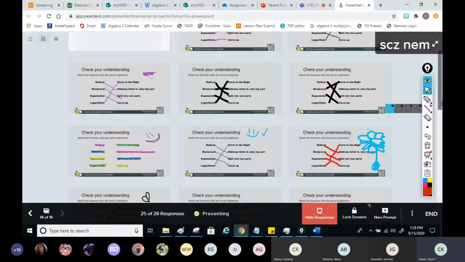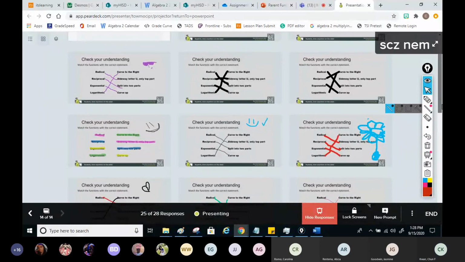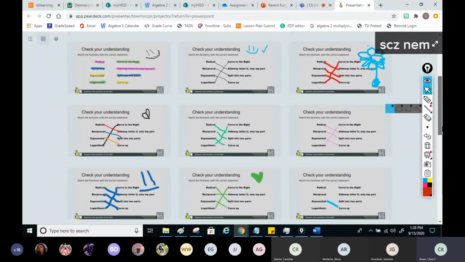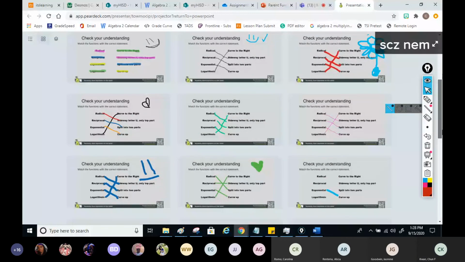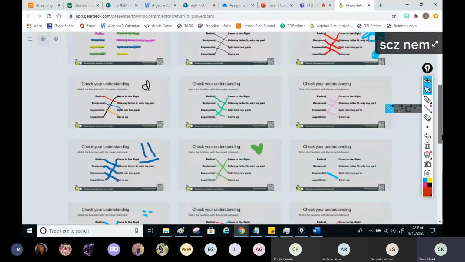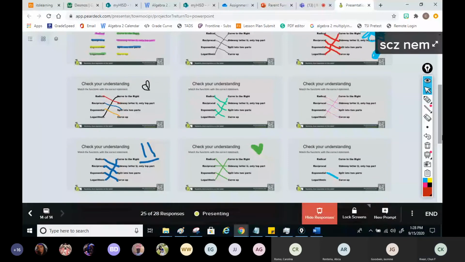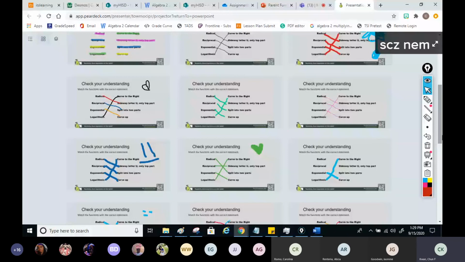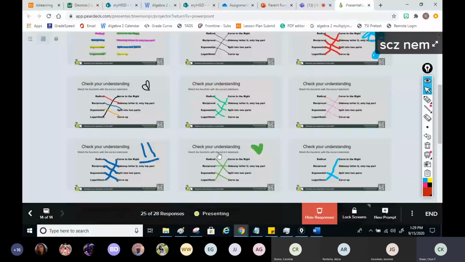And then there's this turquoise flower. Yeah, that's good. And then black broken heart, that's good. And then blue neutral face, that's good. And then green heart. You have to be careful on the radical. And then also the reciprocal, radical and reciprocal. Those are a little tricky, so you gotta pay attention to those.